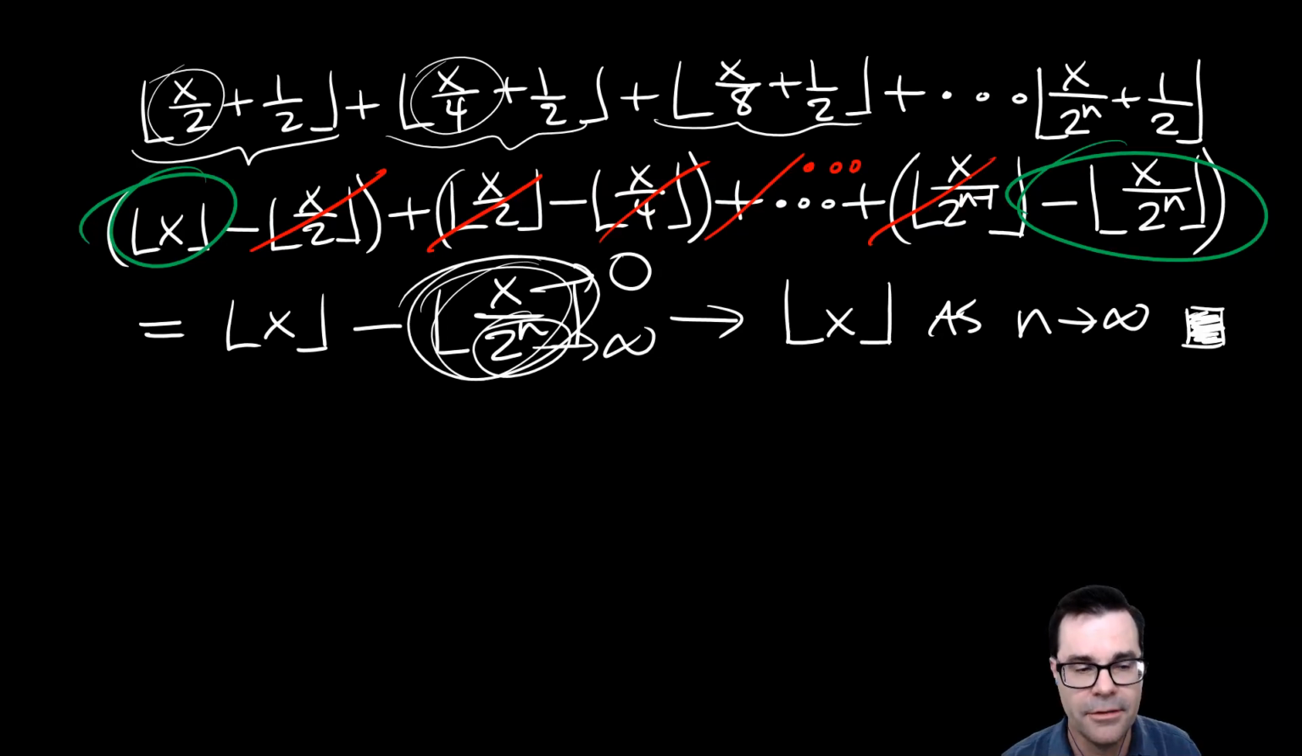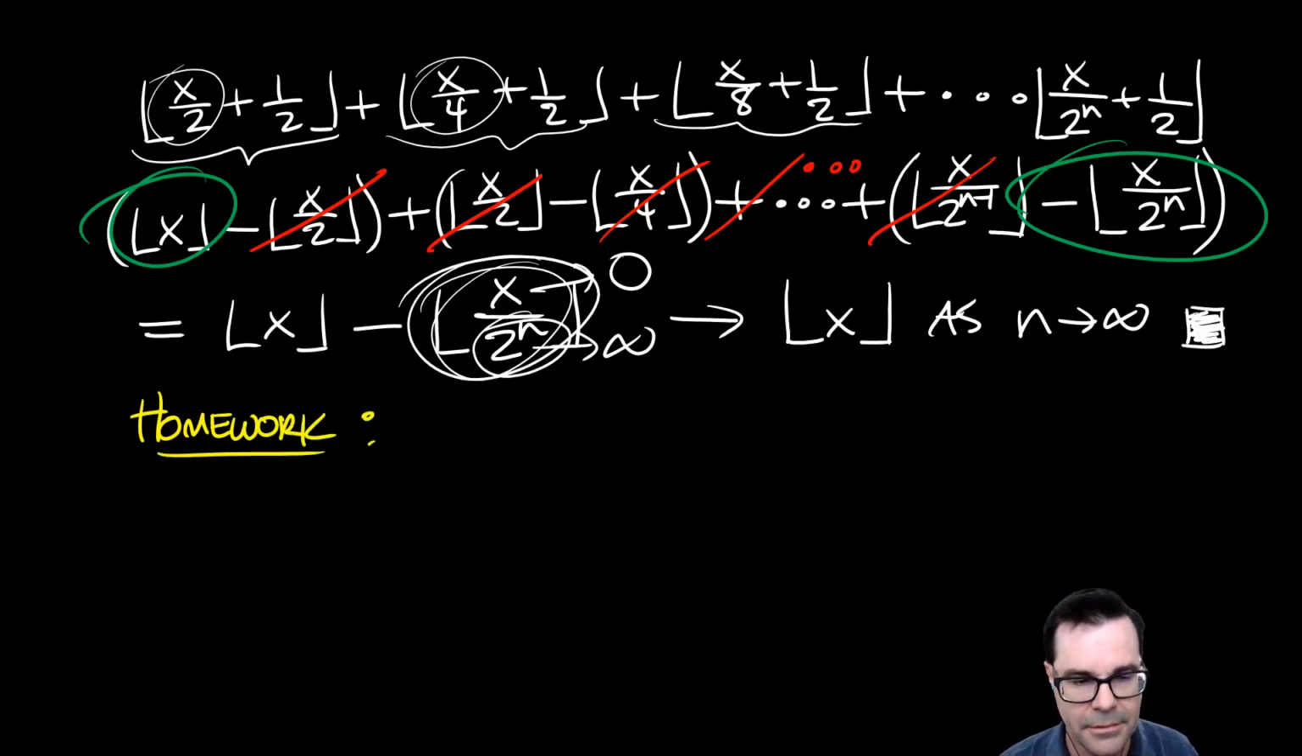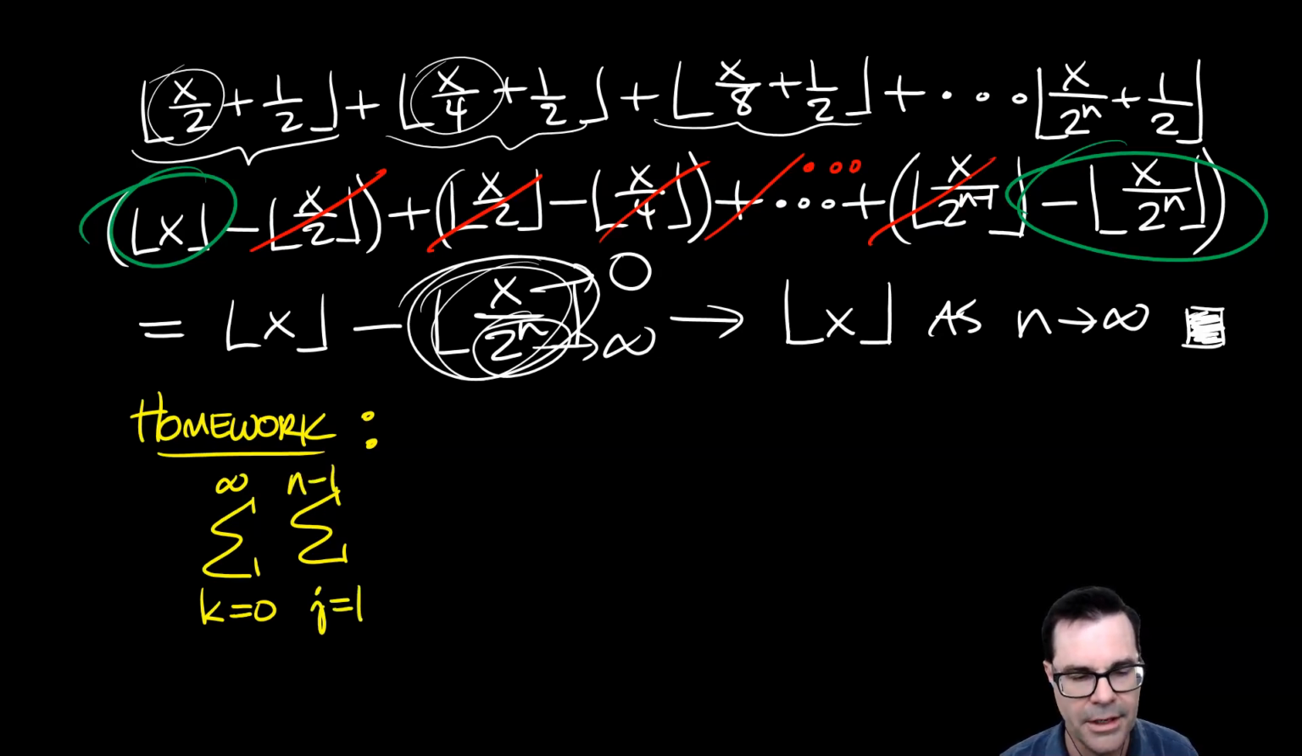Now, there is one other problem that I'm going to leave you with that is related to this. So this is a similar sum. So this is going to say that the sum from k equals 0 to infinity. And now, instead of having just a single term here, we're actually going to have a double sum. So this is going to be the sum from j equals 1 up to n minus 1. And this is for x, again, bigger than or equal to 0 and n, a positive integer.